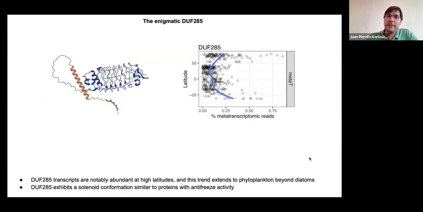And finally, in the case of the enigmatic DUF 285, it's interesting to see that the expression of this family is very abundant at high latitude. When checking the 3D structure of the protein encoded by these genes and transcripts, they showed what is called a solenoid conformation. By this, I mean that these are proteins made by small repetitions. There are many of these types of proteins that have been associated with antifreeze activity. So this is a hypothesis that we would like to explore more.